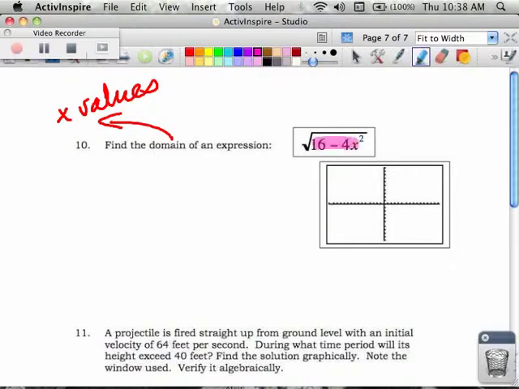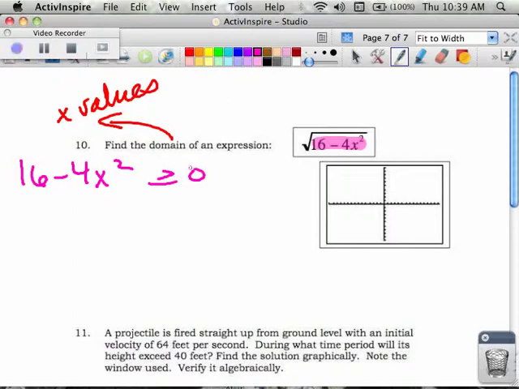That means this graph right here, the 16 minus 4x squared has to be bigger than or equal to 0. That's what it means. The junk under the radical has to be bigger than or equal to 0. Non-negative. Does that make sense to you guys? Can't be negative.